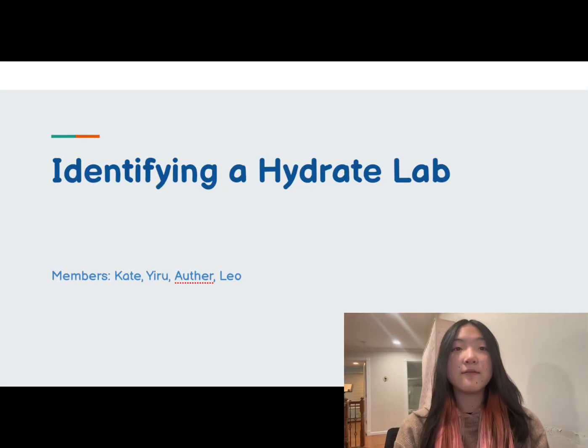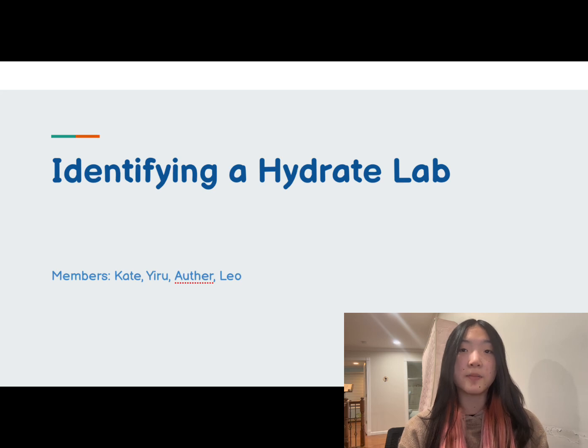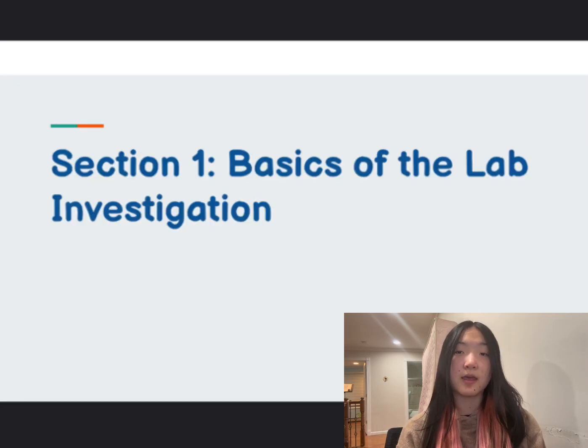In this lab, we investigated hydrates, specifically how to identify an unknown hydrate by determining the amount of water in its structure. This experiment relates to AP chemistry topics such as stoichiometry and the determination of chemical formulas. The primary goal was to identify the unknown hydrate from a given list by analyzing the weight loss after heating, which would correspond to the water content.